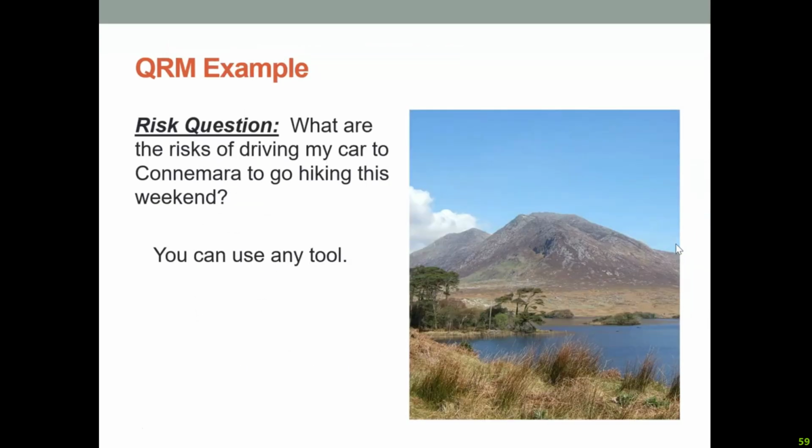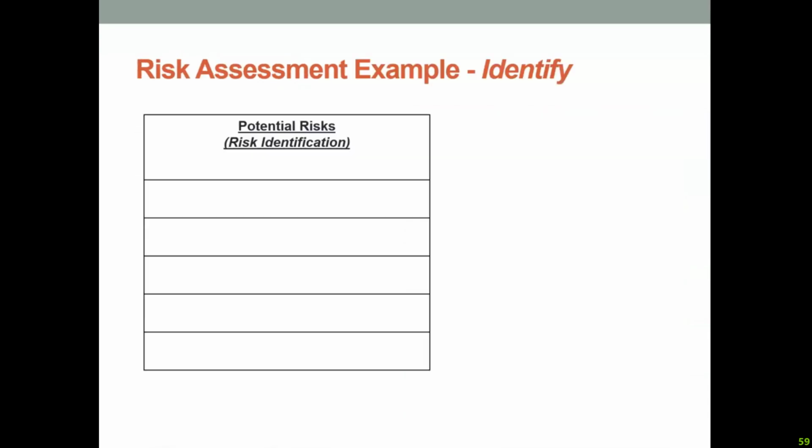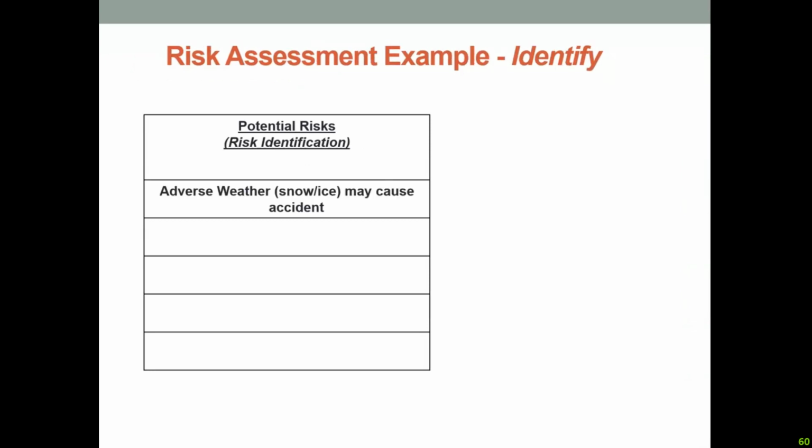I just want to give you an example now of a very simple QRM and how it might look. Our risk question is, what are the risks of driving my car to Connemara to go hiking this weekend? The first thing we want to do is identify what the risks are. We might have adverse weather. The weather's been pretty bad lately. Could there be snow or ice that might cause us to have an accident? My car has worn tyres and it needs new brakes. That would be a risk.